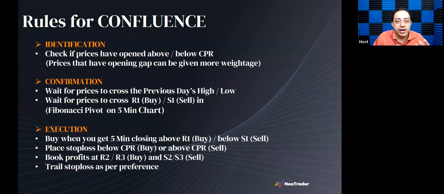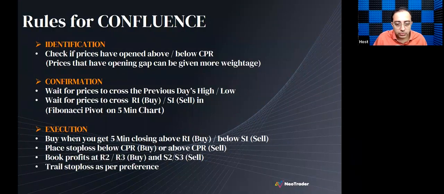Now, how will we confirm it? Based on the rule sets which we have identified. These are the filters: previous day's high and low. Then we will wait for R1 to cross. I am using Fibonacci pivot here. R1 to cross for a buy, S1 to cross for a sell.